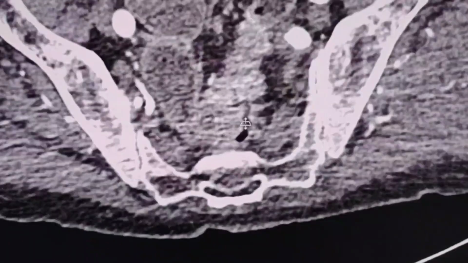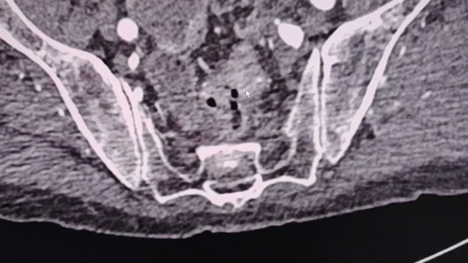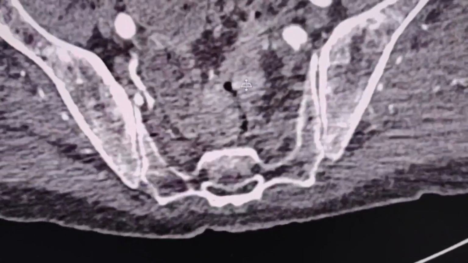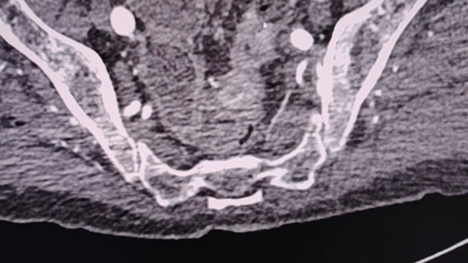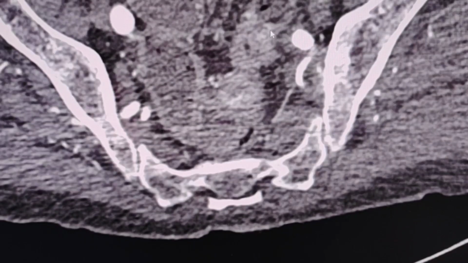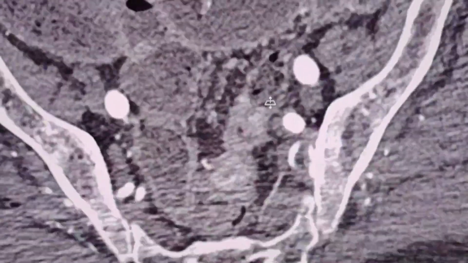and we can see that there is significant wall thickening in this region. The bowel here is collapsed. Here is wall thickening, which is continuous up to that point. It is circumferential, and proximally to that point, the dilatation of the large bowel starts. So here it is dilated.